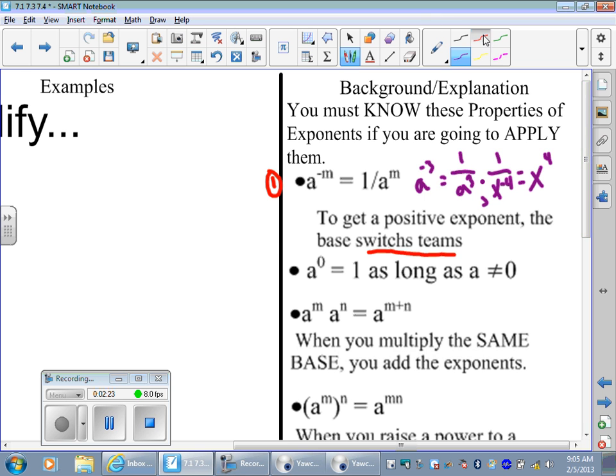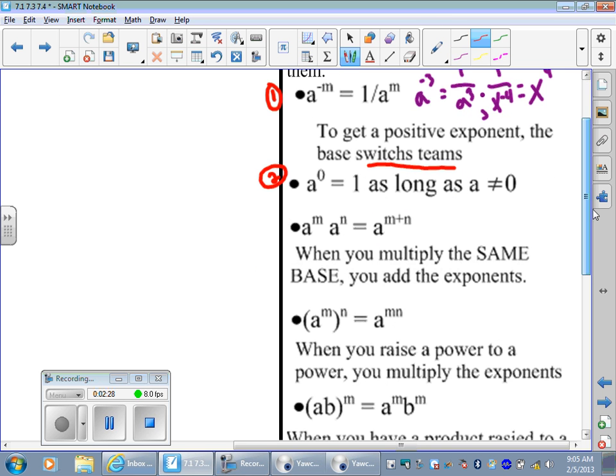Now, the second property of exponents, and again, these aren't numbered in math, but it's going to be helpful for us to memorize them, or to number them, is that anything to the power of 0 equals 1 as long as the base is not 0. So, what is 729 to the power of 0? Well, it equals 1. All right, because anything to the power of 0, except for the number 0, equals 1.